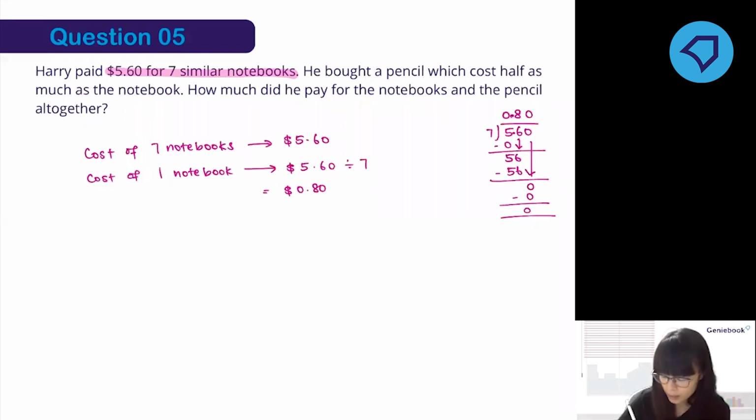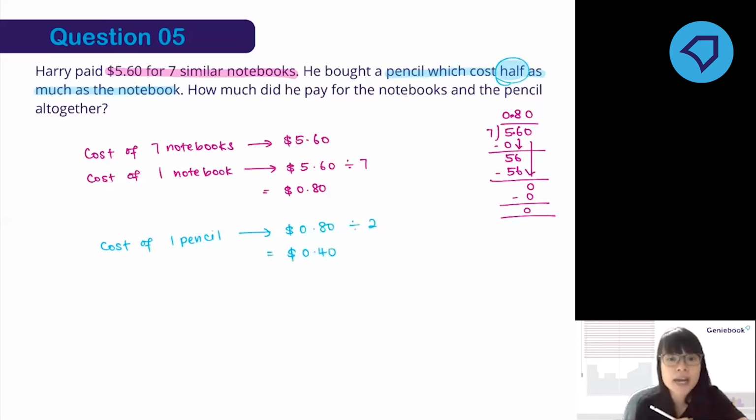Now, the next line over here, let's take a look. The next line says pencil, which costs half as much as the notebook. So, how do I find the cost of one pencil? What does half mean? Divided by 2. Thank you very much, Kevin. So if one notebook costs 80 cents, a pencil costs half as much, means you need to divide by 2. And how much is that? What is 80 cents divided by 2? 40 cents. But that's not the final answer, is it?